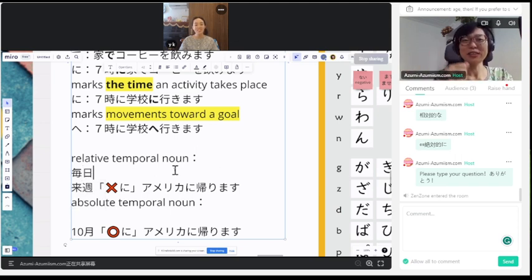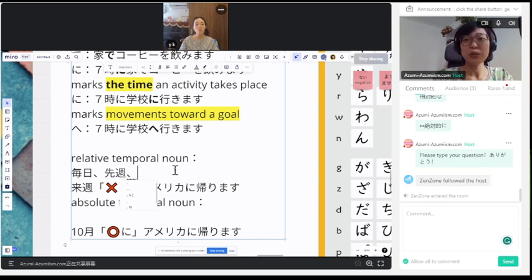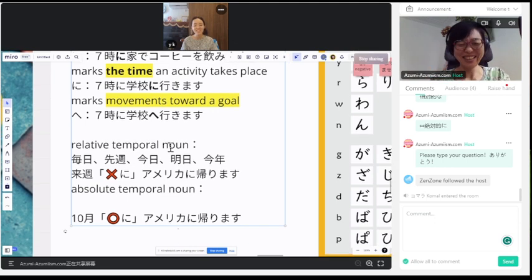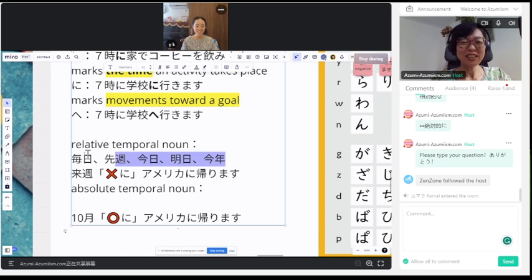毎日 doesn't tell anything, right? Any absolute day or time? 来週, 先週, 今日, 明日, 来月, 今年. This year always moves. Okay, you're getting it. With a relative temporal noun, you don't need to use the に particle.